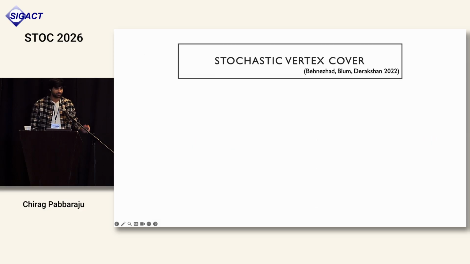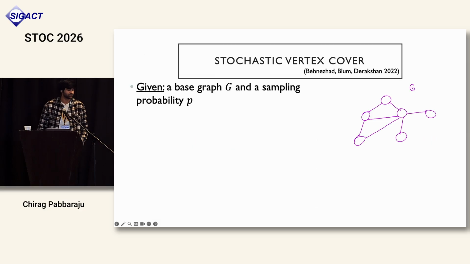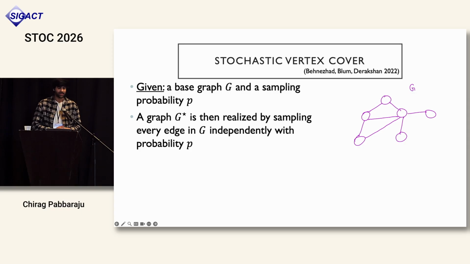Okay, so let me start by setting up the problem. In the stochastic vertex cover problem, which was introduced by Behnezhad, Blum, and Derakhshan, the input to the algorithm is an undirected base graph G and a sampling probability P. So that's the input to the algorithm. Then we look at every edge in the graph and independently choose to retain that edge in a realized graph with probability P. So you go to every edge in the graph and sample it independently with probability P. That realizes this graph G star.